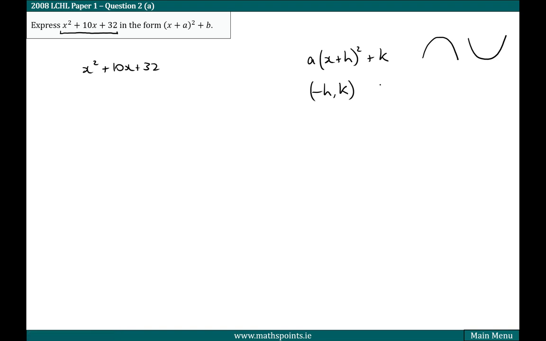Now when they ask the question, they'll use different letters. Like here I have h and k, we'll see that one in a second. I've seen it with b and c. This example here has a and b because there's no constant in front of the bracket, and we'll go through where it arises where there might be a constant, and in an example like this where there's no constant. So let's have a look.